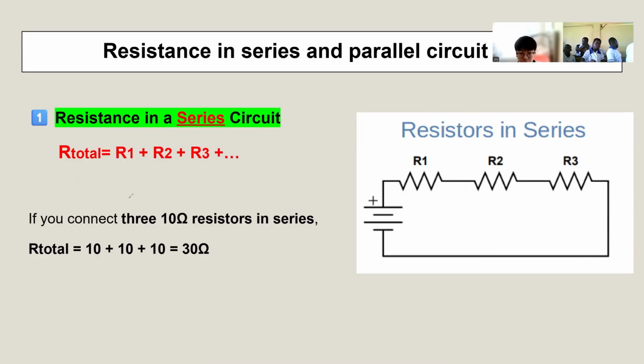For resistance in a series, you add R1, R2, R3. So if each of the 3 resistors have 10 ohms, the total resistance would be 10 plus 10 plus 10, which is 30. So this circuit has a resistance of 30 ohms total because the resistors are in a series next to each other.